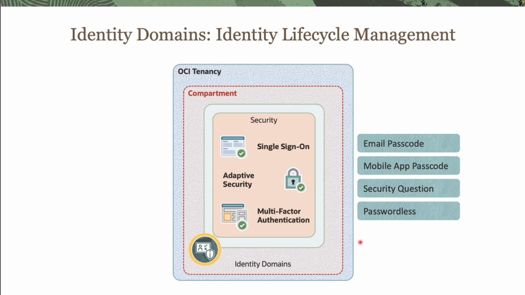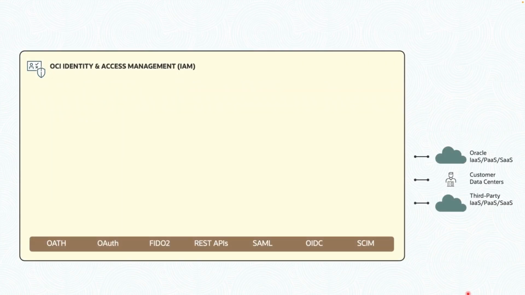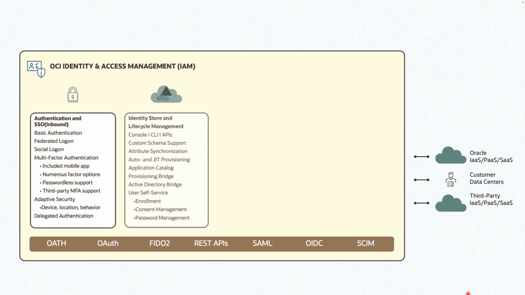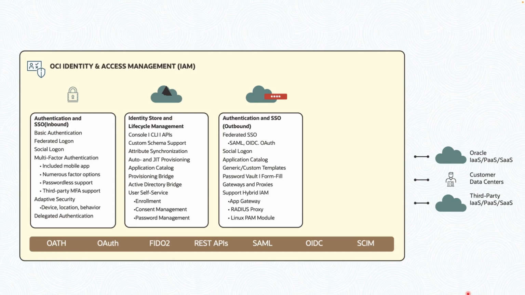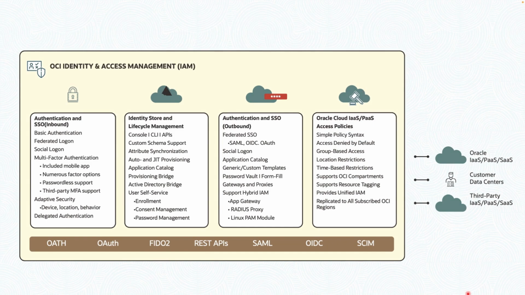Now, after knowing the features of the identity domain, let us see the core capabilities of OCI IAM with identity domains. We have four key capabilities of OCI IAM. That is the inbound authentication and SSO, the identity store and lifecycle management, then the outbound authentication and the SSO, and then OCI authorization using access policies. Now let us go ahead and take a look at each of them, starting with inbound authentication and SSO.